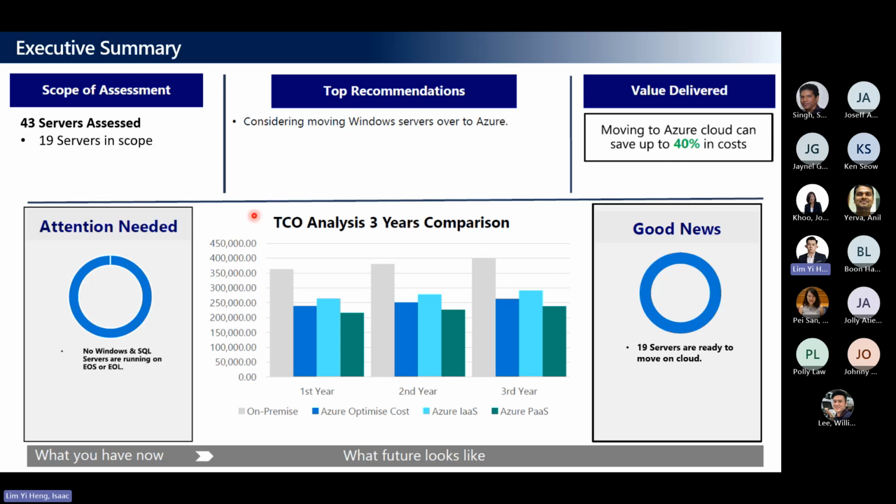This is a high-level TCO comparing the on-premise cost for 3 years versus Azure optimized costing. If they decide to go on Azure IaaS, this will be the example and budgetary cost that they need to take care of. And this is the option to run on a PaaS model.